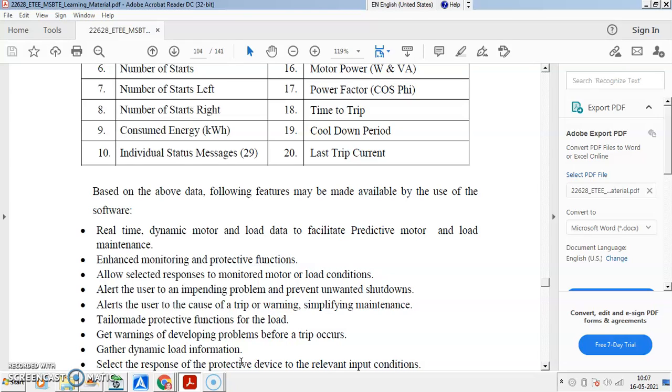In industry, motors are very big, 100 HP, 200 HP, 250 HP. So like this, you may have tailor-made protective functions for the load. Tailor-made is especially the word used. You will not think about what tailor-made means; you will just go behind the meaning of tailor-made. That is not important. Tailor-made protective functions means a practiced functional system.